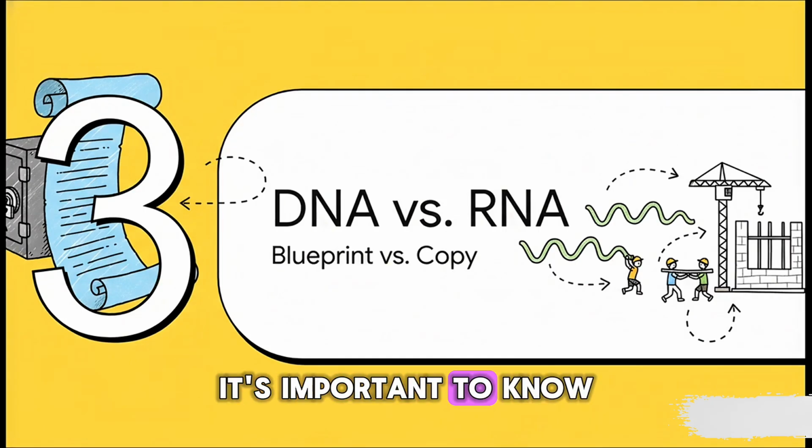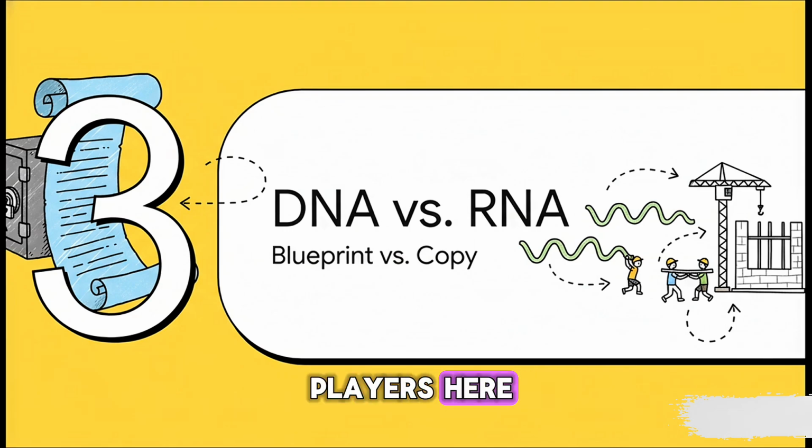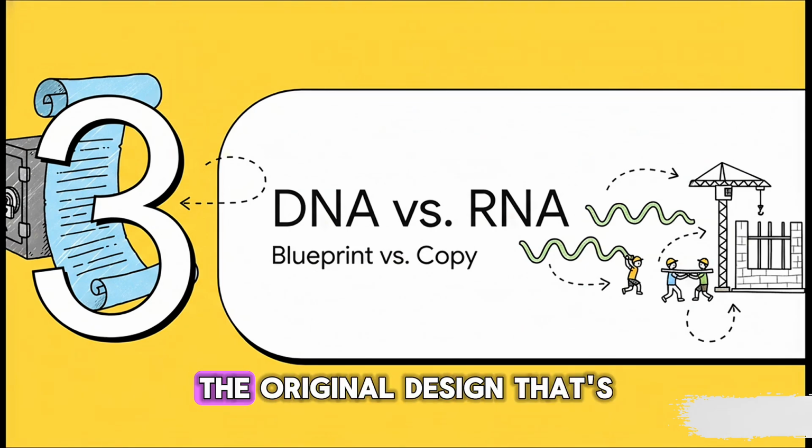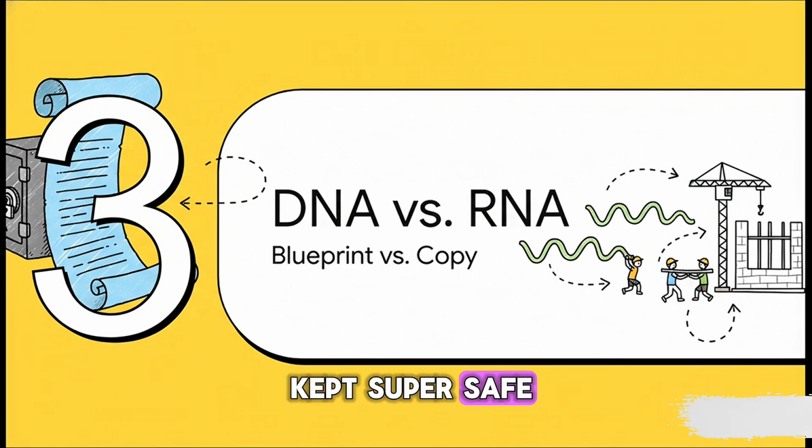All right, now it's important to know there isn't just one type of nucleic acid. There are 2 main players here, DNA and RNA, and they work together like a team. The easiest way to think about it is this. DNA is the master blueprint, the original design that's kept super safe. And RNA? That's the working copy you take out to the job site to actually build stuff.